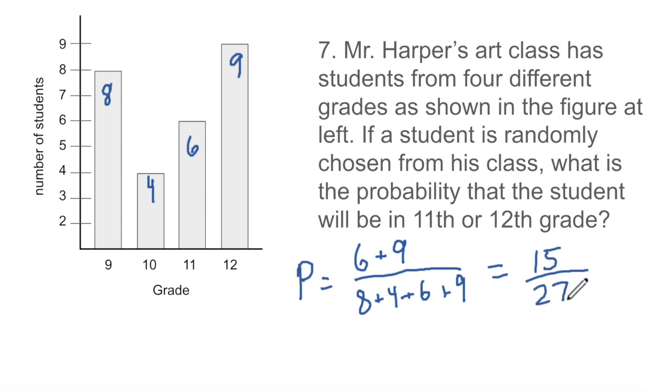And we can reduce that because they're both divisible by 3. So 15 divided by 3 is 5. 27 divided by 3 is 9. So the probability of picking a junior or senior is 5/9.